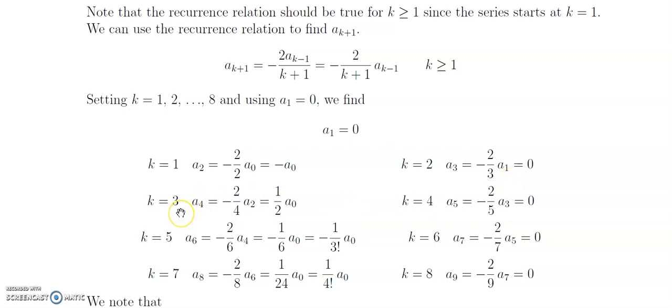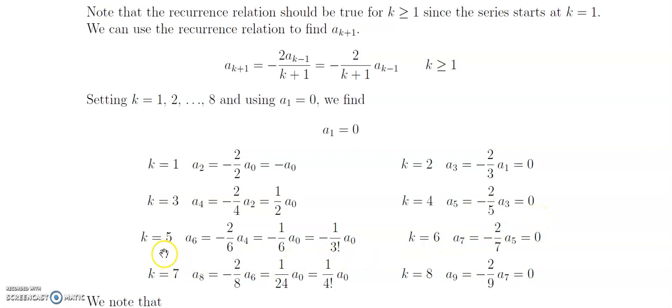Now we make k equals 3. We get a4 equals negative 2 over 4 times a2. a2 is negative a0, so we substitute, and we get 1/2 a0. Now we make k equals 4. We get a5 equals negative 2 over 5 times a3. And a3 is 0, so we get a5 equals 0.